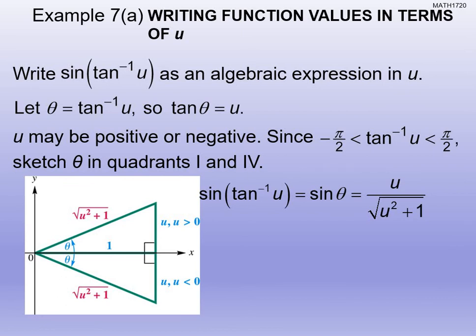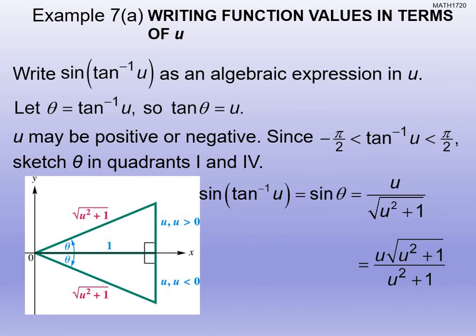Now we have to rationalize the denominator in this case. So we're going to multiply the numerator and the denominator by the square root of u squared plus 1. When we do that, rationalizing the denominator, we get u times the square root of u squared plus 1 divided by u squared plus 1. I really want you to take your time on these problems and do them well, because you will see these in the future. Let's do this one.